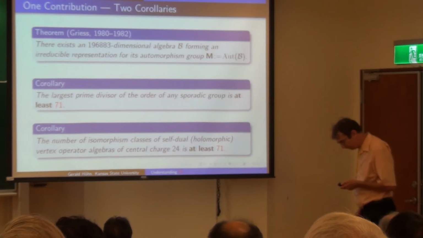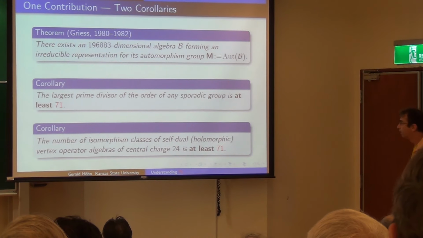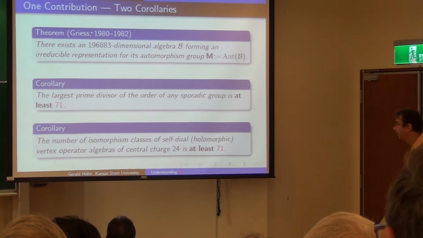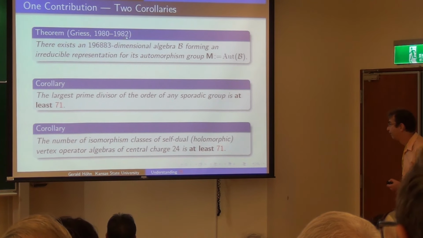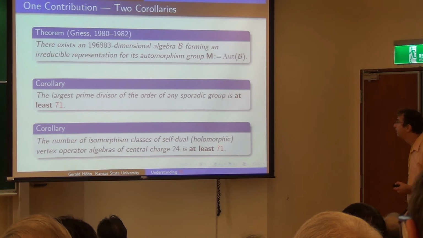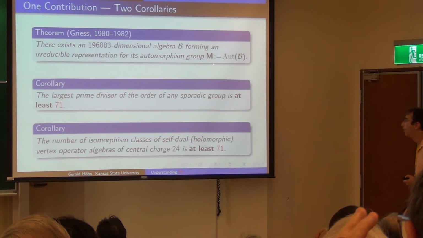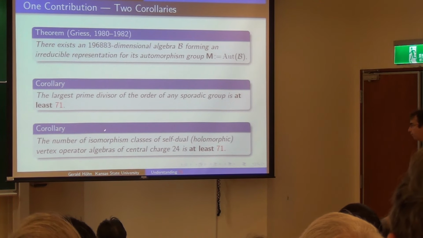Okay, now let me start with Griess's contribution. I think it was announced in 1980 and then finished in 1982. He showed that there exists a 196,884-dimensional algebra forming an irreducible representation for its automorphism group. And from this one can deduce the following two corollaries.